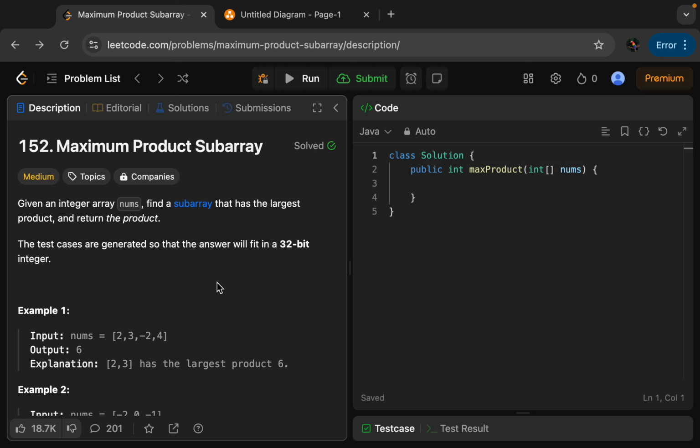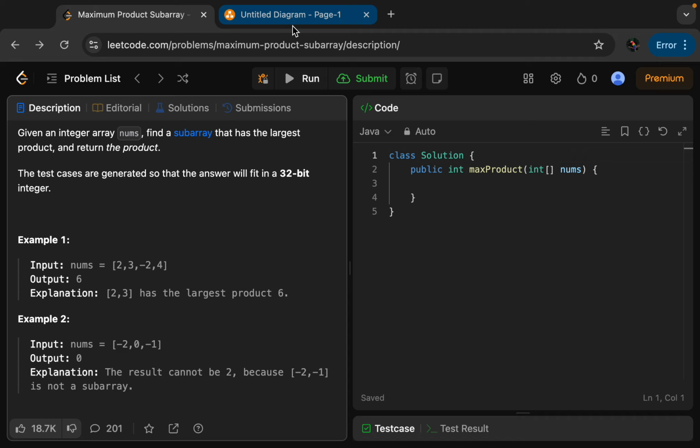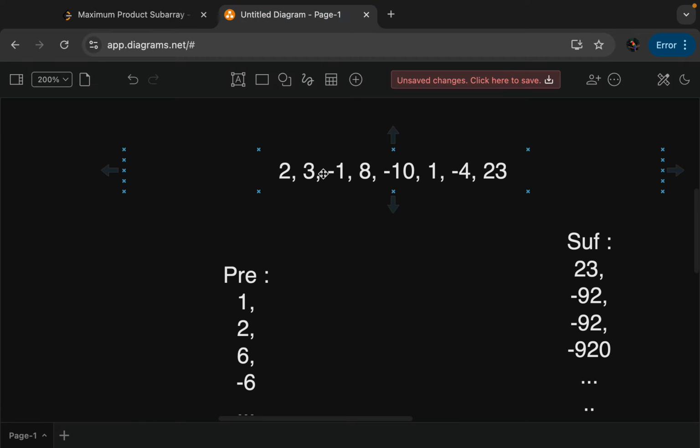Let's quickly jump to the solution of this problem. There are many ways to solve this problem. One of them is a brute force approach, in which we find all the subarrays of each element one by one, and then we find the maximum from them. But its time complexity is much higher, so we won't be going with this. Instead we will be going with another approach that is much better.